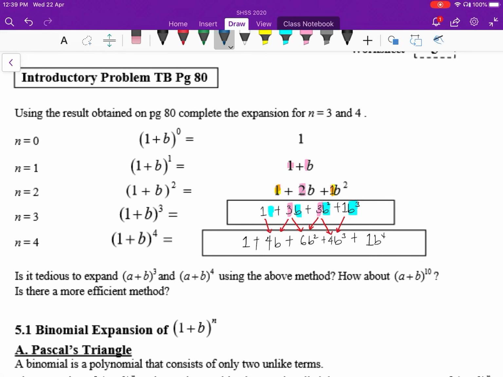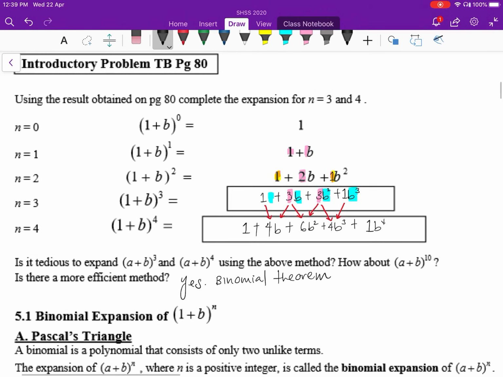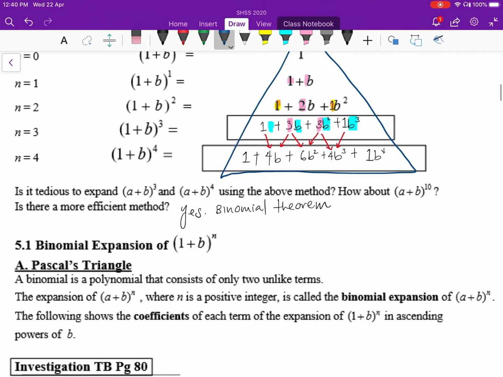Well, is there a more efficient method? Yes, there is a more efficient method, and the method is called binomial theorem. Now I'm going to go into the Pascal triangle. Do you know why it is called a Pascal triangle? Because this is shaped in a triangle. And Pascal is a French person, so he named it after himself, Pascal triangle.